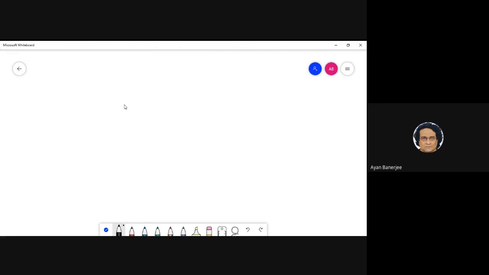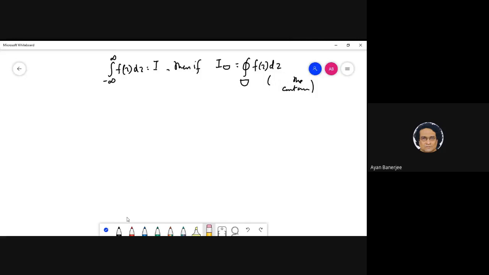So if I define the integral from minus infinity to infinity of f(z) dz as I, and I define I_C as the integral along the contour, within the contour, along the contour itself.